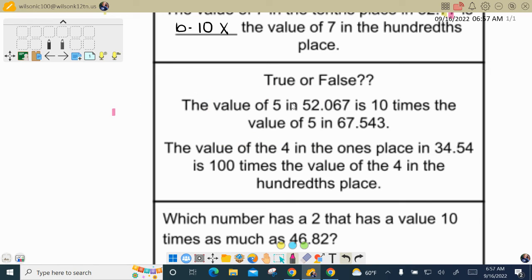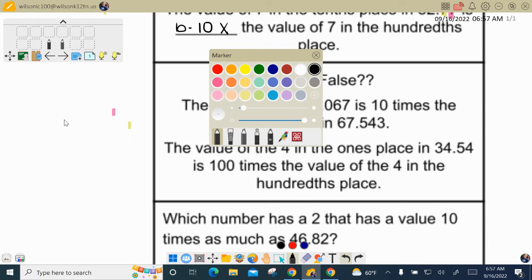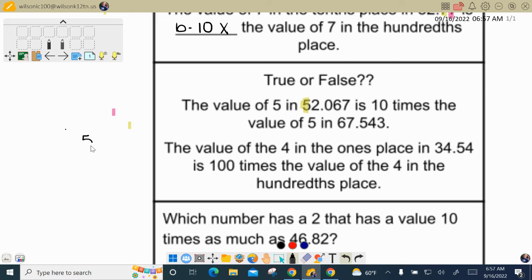I'll go ahead and highlight my 5 there. Probably switch it back to yellow because I like yellow better. Is 10 times the value of 5 in 67 and 543 thousandths. True or false? It might help to stack these up. For this one, I think it would have helped to stack them up. So let's go ahead and do that. We have 52 and 67 thousandths compared to 67 and 543 thousandths.